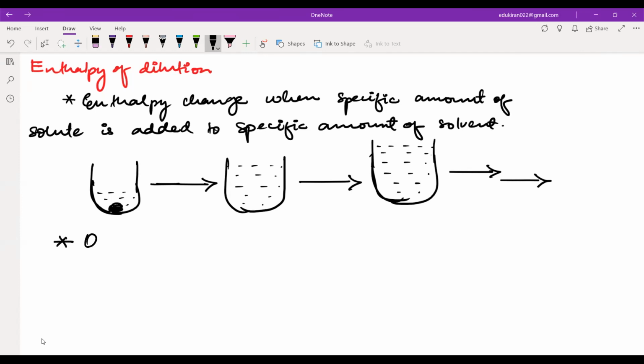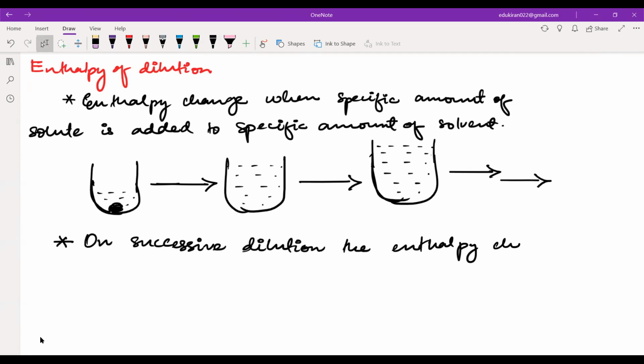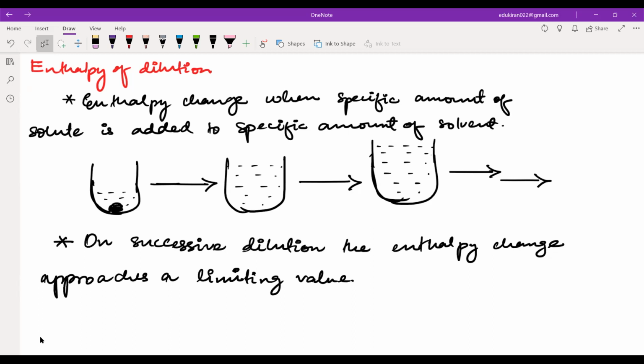So we can write on successive dilution, the enthalpy change approaches a limiting value. It is approaching a limiting value. Okay.